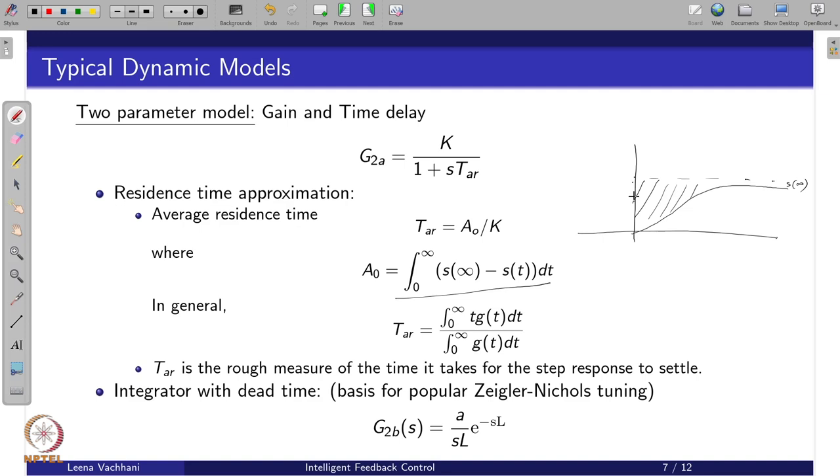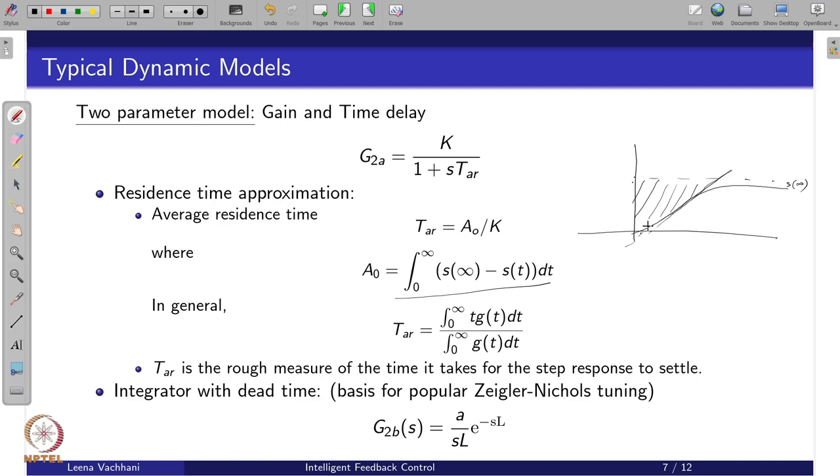This is a better measurement, because I can also find the time constant by just fitting a line over this particular step response, but fitting this line could definitely be erroneous.